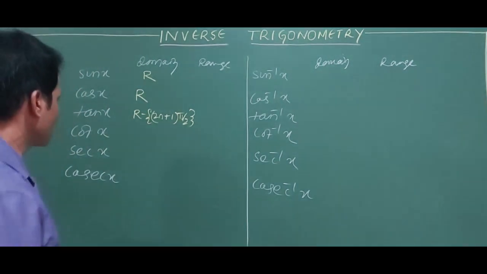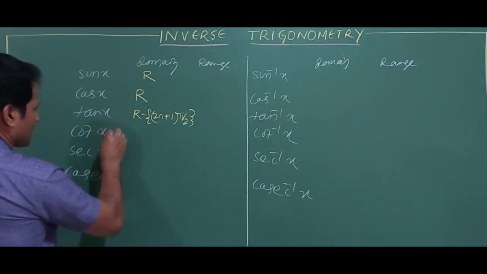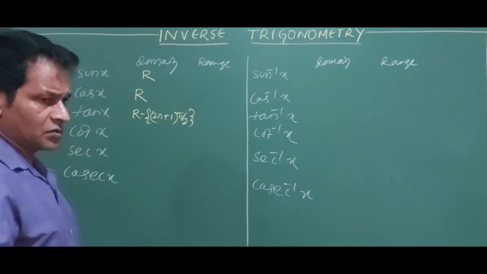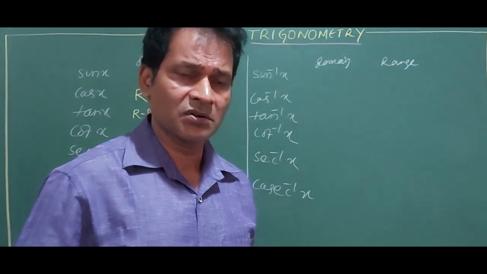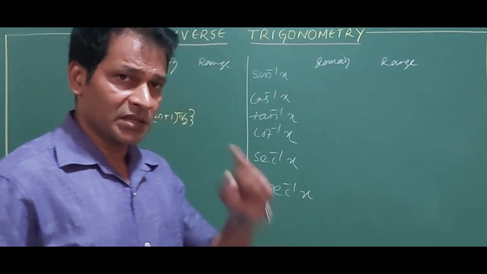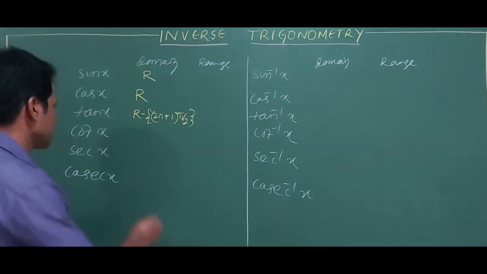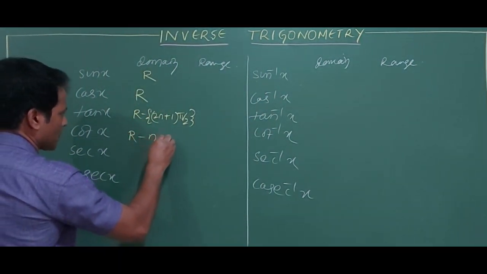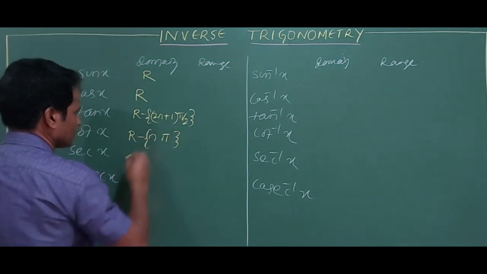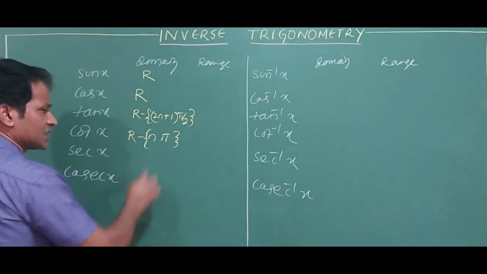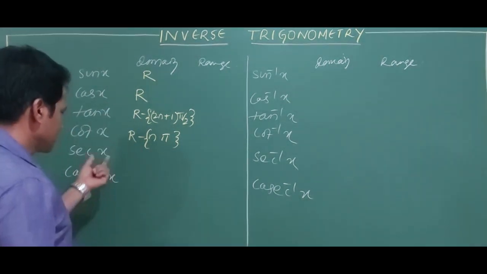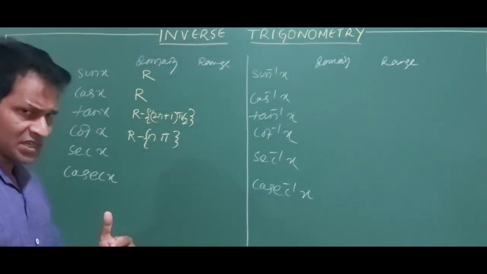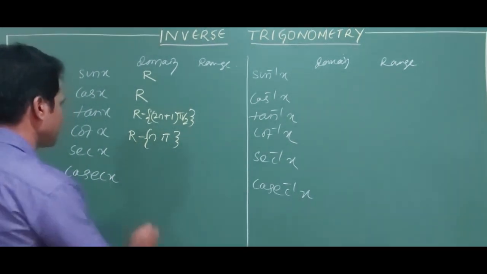Negative side also. Cot x is equal to 1 by tan x. When tan x is 0, cot x is not defined, and tan x is 0 at n pi. Think about the trigonometry equation. So the domain is R minus n pi. That means where it is not defined, I have subtracted. Sec x is 1 by cos x. Where cos x is 0, sec x is not defined: at odd multiples of pi by 2.